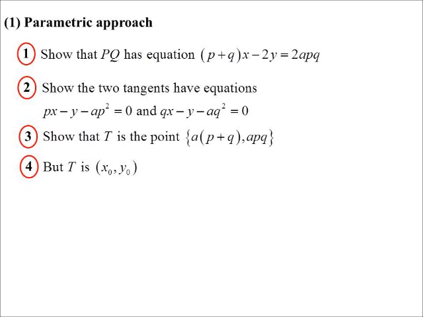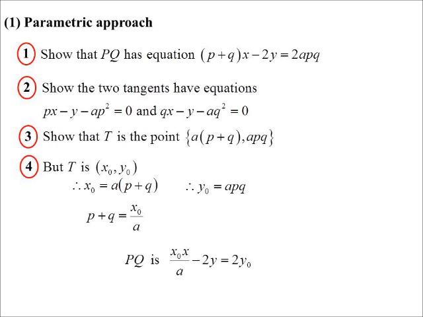We know it is x0, y0, whatever they happen to be. So therefore, I can rewrite p + q, because x0 must be a times (p + q). So the sum of the parameters for this particular problem must be whatever that x value of the external point is, divided by a, the focal length. And y0 would be a times pq, so I could rearrange that one as well. So all right, let's go back to the equation of the chord.